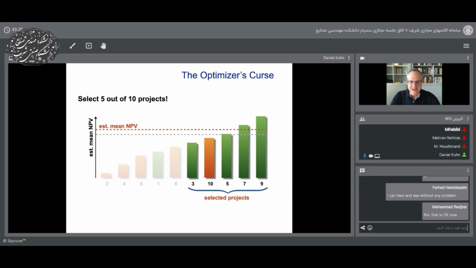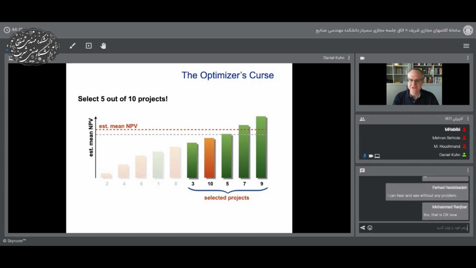The fundamental problem is that projects whose net present values have been overestimated are much more likely to be chosen. So projects visualized in green here are much more likely to be chosen because they're overestimated. Those that have been underestimated, the red ones, are unlikely to be chosen. Actually, only one is chosen here. What this means is that the estimation errors do not cancel out across the 5 selected projects, but they are actually positive on average. And that means that the decision maker in this case actually overestimates the average net present value across the selected projects. So the decision maker is too optimistic about what will happen in reality.